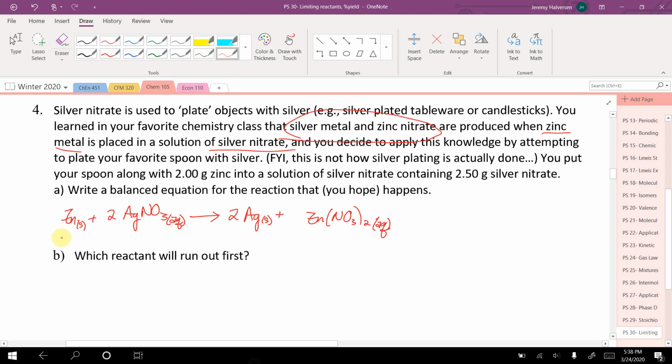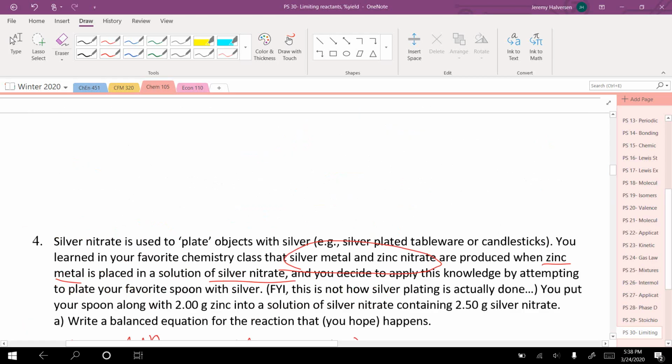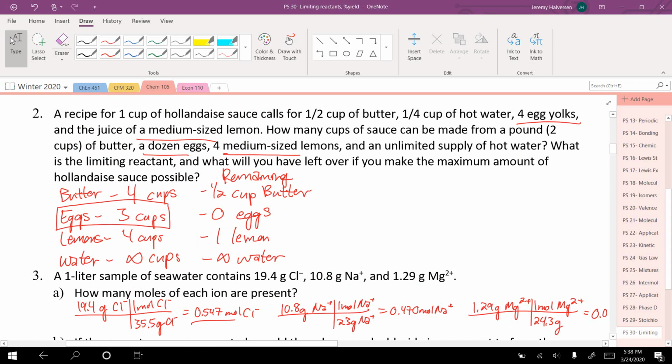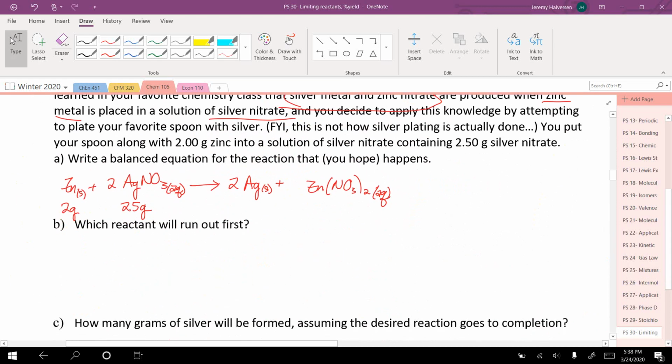But in this case, I'm saying you've got 2 grams of zinc and 2.5 grams of silver nitrate. Anytime you're given amounts of both reactants, or more than one reactant, one of them is going to be limiting. And it's that limiting reactant that defines the entire reaction and how much is going to happen, right? Because once it runs out, everything stops. Kind of like this hollandaise sauce example. Once we ran out of eggs, everything stopped. So the eggs determined everything about the reaction. Well, here, we've got to figure out which reactant is going to run out first, because that's going to determine everything about the reaction.